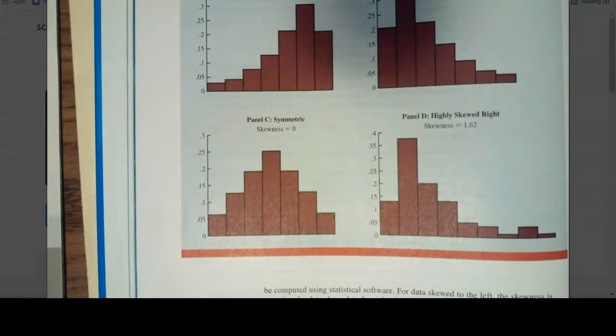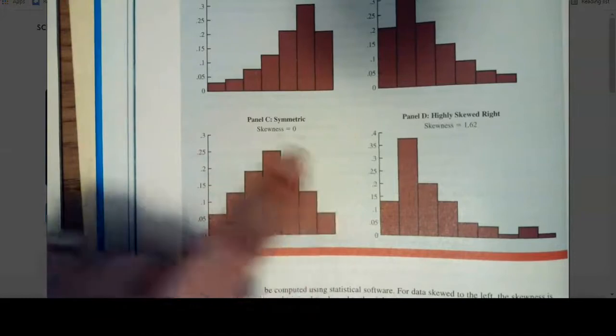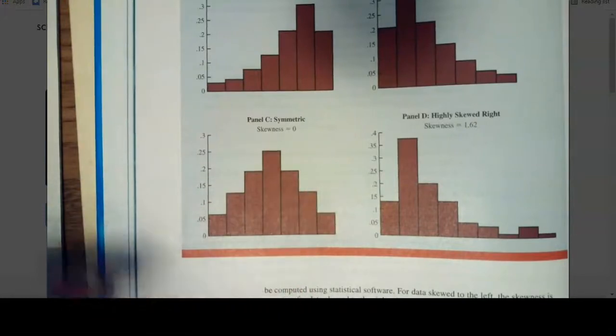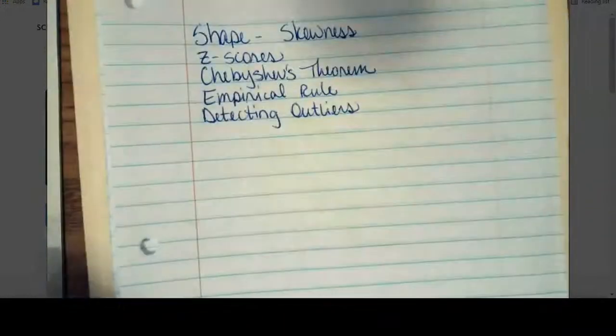So when we refer to the skew, look for the tail. Where's the tail? If it's on the left, it's negative. If it's on the right, it's positive. And we're going to use this, especially this cool little shape right here. This is going to keep popping up throughout the course.